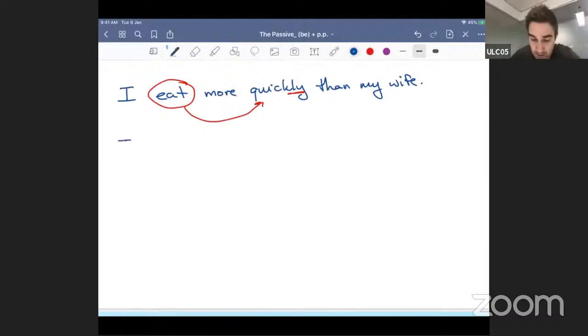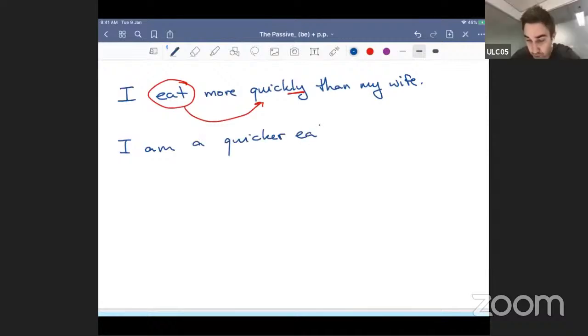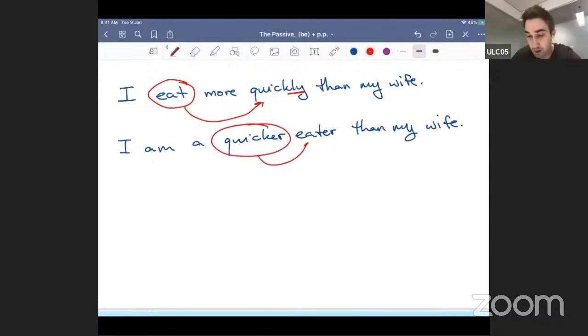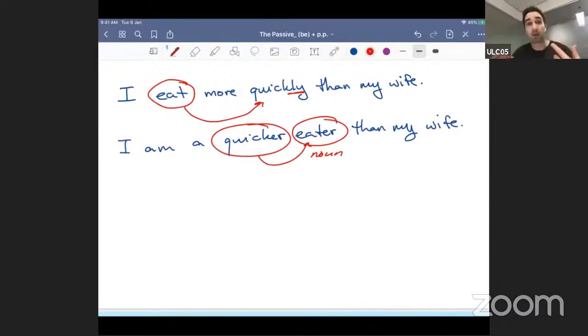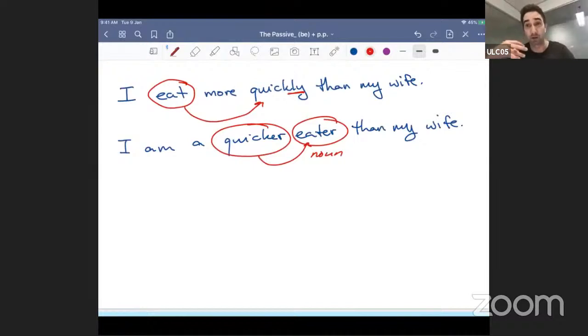But if I say, I am a quicker eater than my wife. Okay, this is not a good sentence, but just for example, right? I'm using an adjective to describe a noun, right? So more slowly, more carefully. In this case, we're describing an action. Anytime we use an adverb, in this case, this type of adverb, we're trying to describe the action. We're trying to give more information about the action.